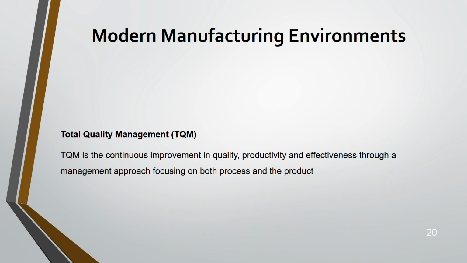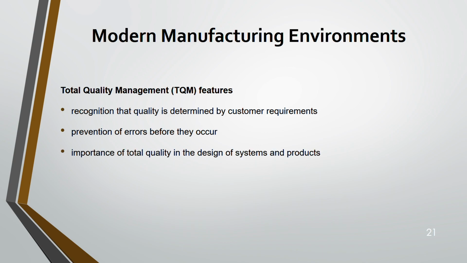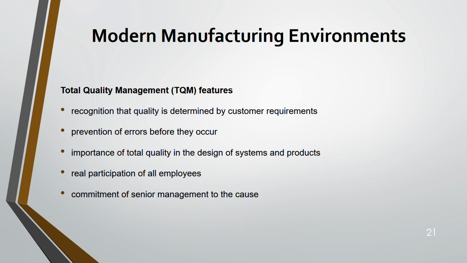TQM focuses on continuous improvement in quality, productivity and effectiveness through management focusing on both process and the product. So the features of TQM are these. Recognition that quality is determined by customer requirement. Next, prevent errors before they occur. Third, total quality in the design of system and product. Real participation of all employees. Commitment of senior management to the cause. Recognition of the need for continual improvement. All these features are there in TQM.